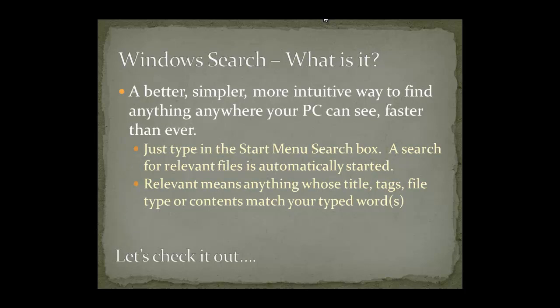First of all, Windows Search. What is it? Well, it's a better, simpler, more intuitive way to find anything anywhere your PC can see, faster than ever in Windows 7. You just start typing a word that you are looking for, that you need to find a file with. A search for relevant files is automatically started as you type and refined as you go. Relevant means anything whose title, file type, or contents match your typed words, or also whose tags match your typed words. And tags are sort of keywords that you can attach to certain types of files.